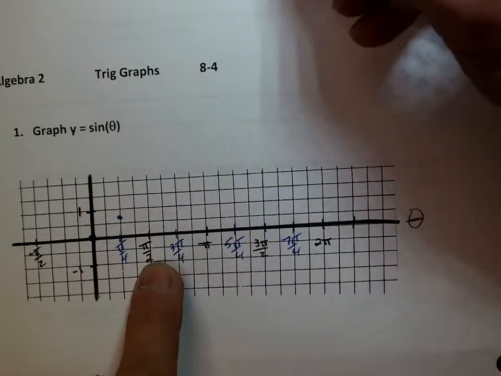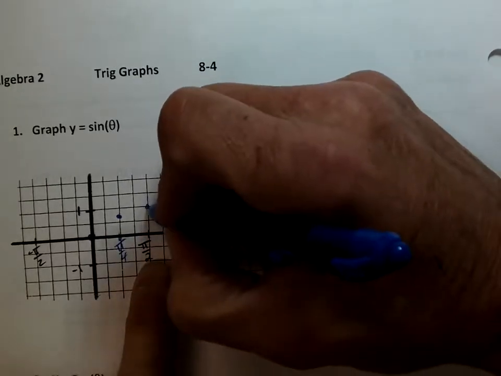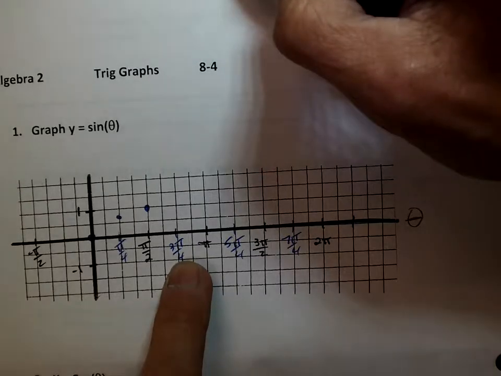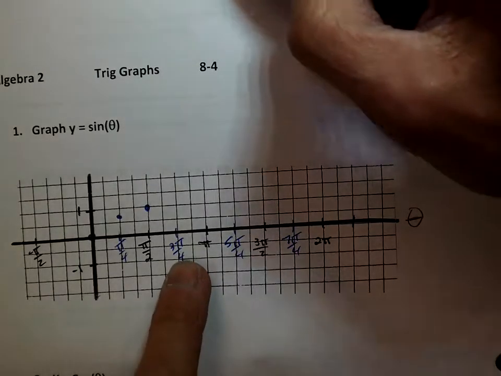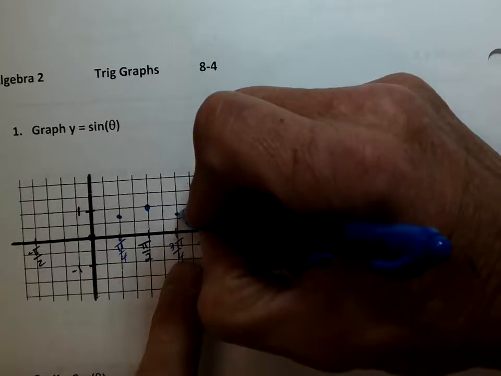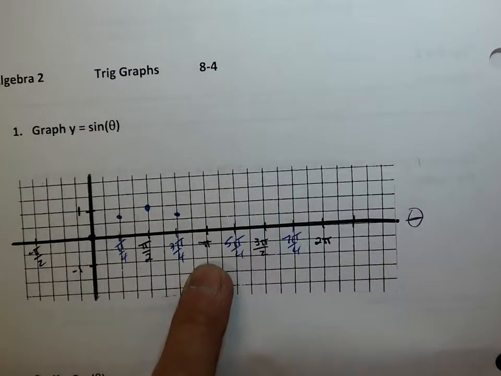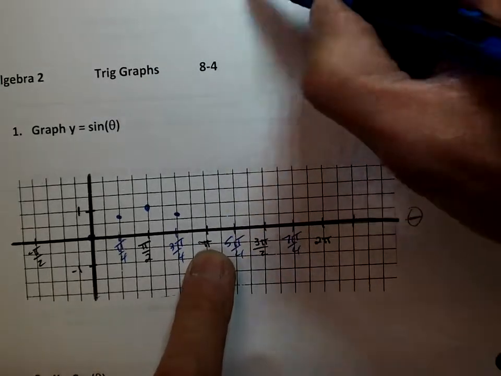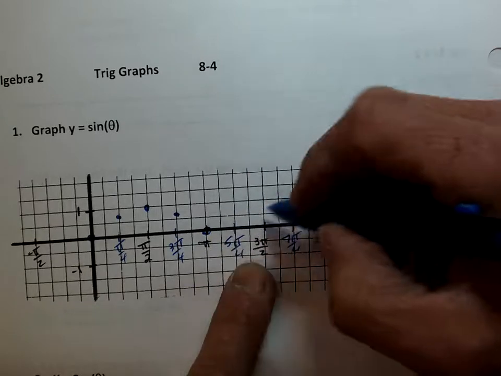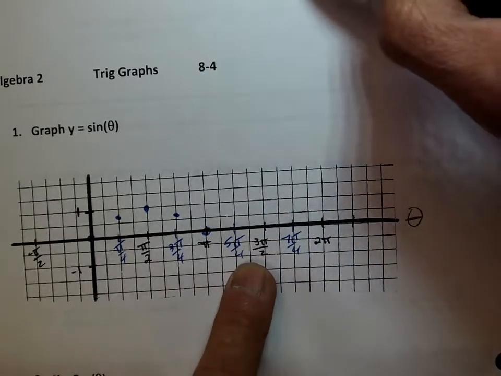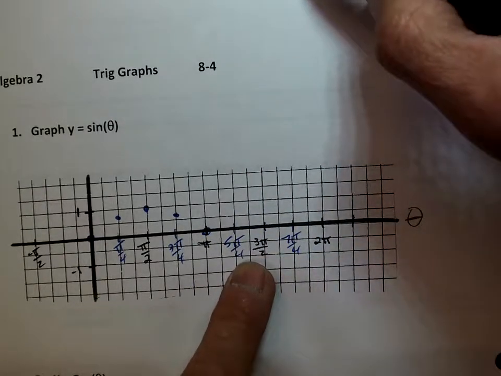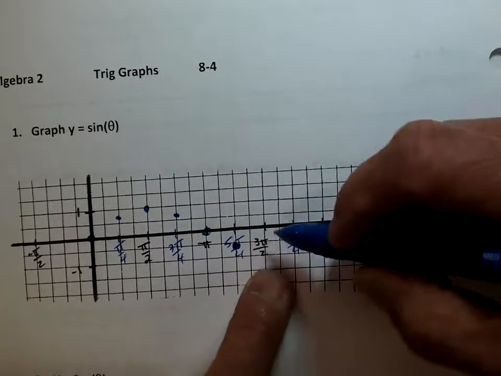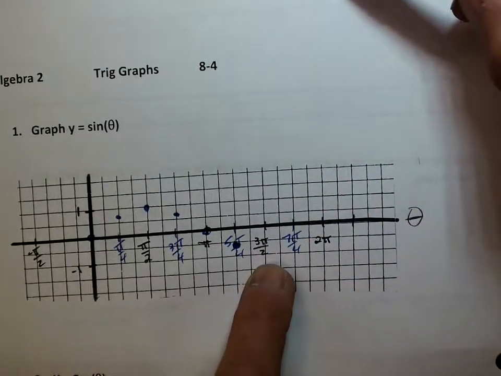Pi halves, we said the y value of pi halves was 1. 3 pi fourths, square root of 2 over 2, but we said that's about 0.7, right? So I'm going to estimate 0.7 to be right about there. How am I doing? Am I going too fast or okay? Great. At pi, we said the y value was 0, right? At 5 pi fourths, it's a negative square root of 2 over 2, which is about negative 0.7. So I'll estimate negative 0.7 to be right about there. 3 pi halves, we said the y value is negative 1.